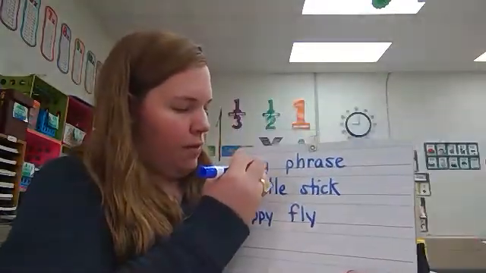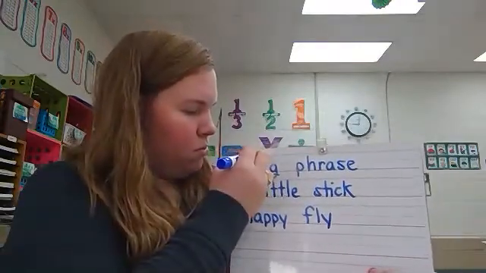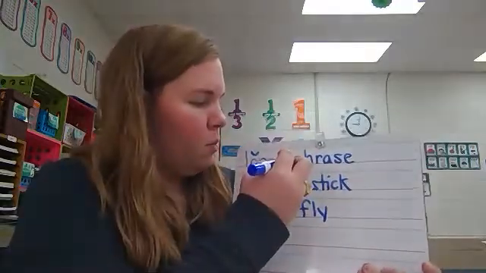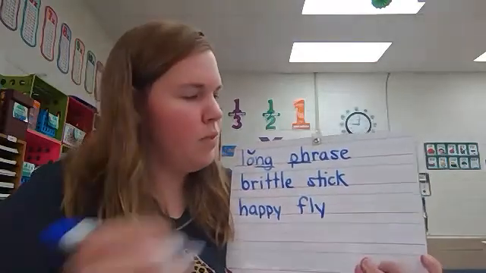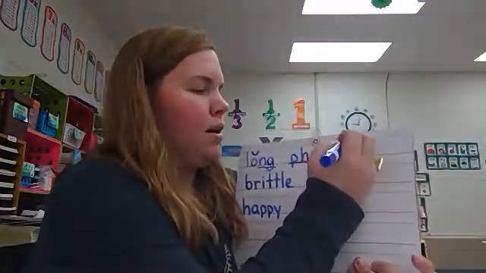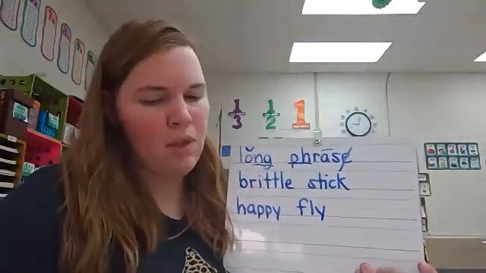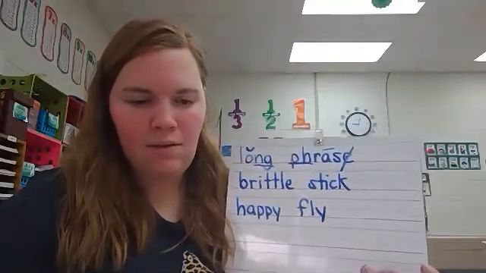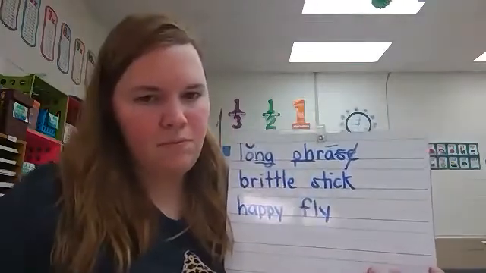Long has digraph NG, so underline, breve above the O. Long. We start out phrase with digraph PH. There is a consonant E, so we need a macron. Cross out the final E. What sound is that S making in phrase? Kind of making the Z sound, so we're going to draw a line through it.